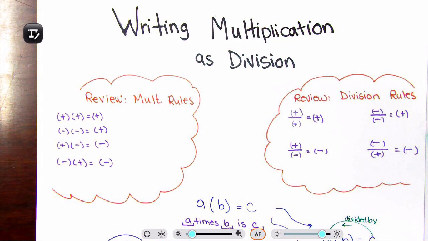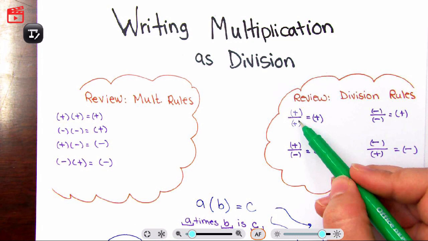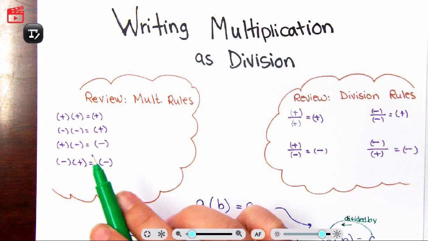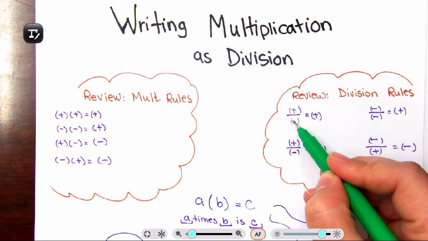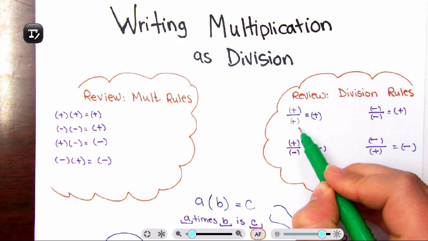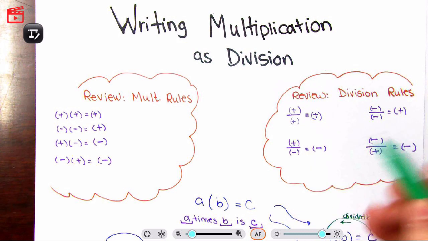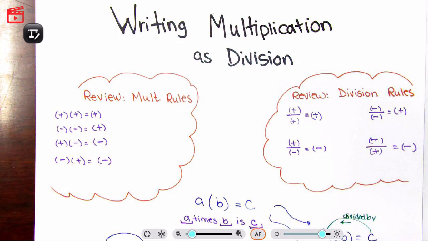Okay, now let's review division rules. They are very similar to the multiplication. So if you know your multiplication, you know division. Same and same will get you positive answers. Different and different will get you negative answers.